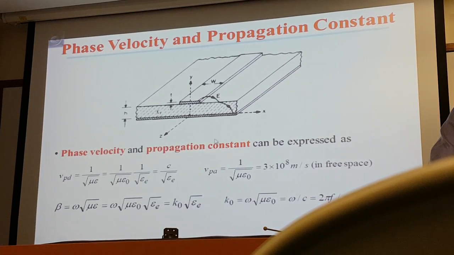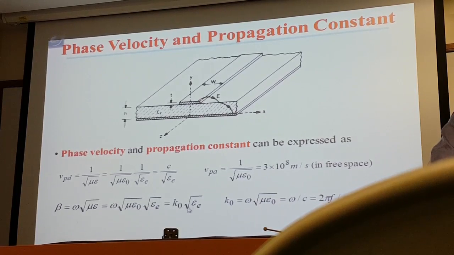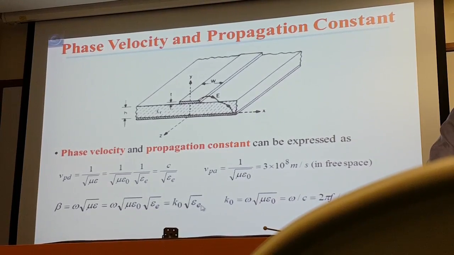Here is the common mistake in the substrate. You should use this, right? Don't use this in the substrate. Above, in the free space, you use this. Okay. In the substrate, you should use this times the square root of epsilon e.